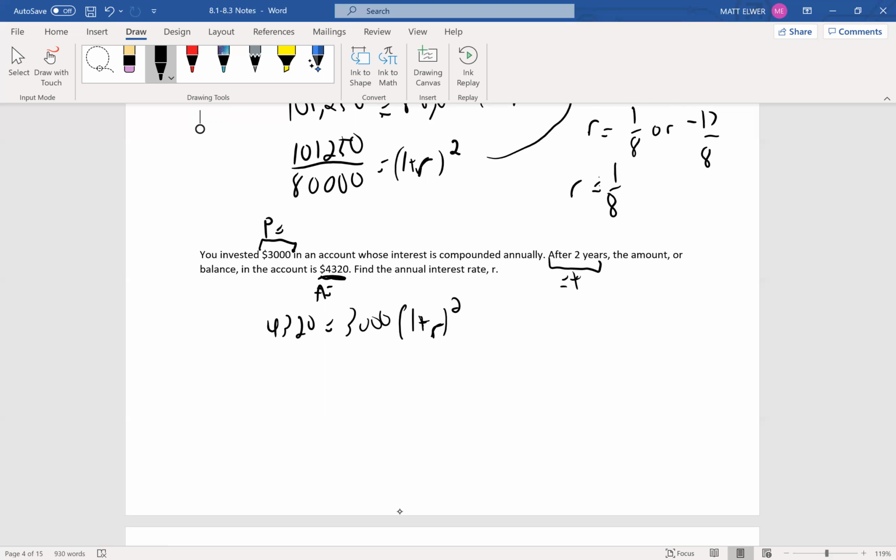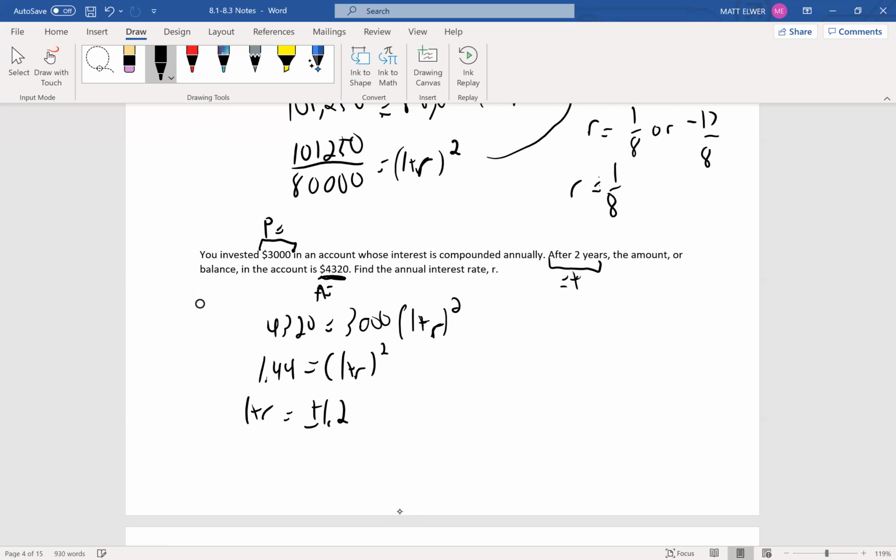Okay, after I do that, notice that I can divide by 3,000 on both sides again. If I do 4,320 divided by 3,000, it should equal 1.44. So we get 1.44 on the left. On the right, we get 1 plus R squared. So we'll take the square root of both sides again. So we get 1 plus R is equal to the square root of 1.44, which is 1.2, so plus or minus 1.2.